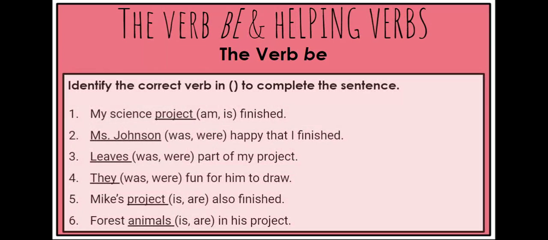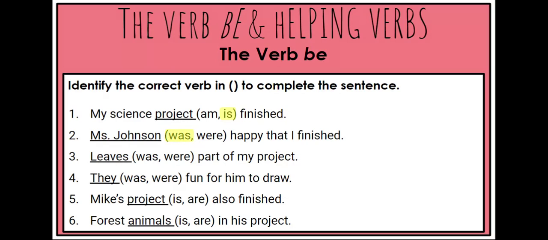Let's practice. Today on your quizzes, you are going to practice this same skill of being able to write or choose the correct form of the verb to be that completes the sentence correctly. My science project blank finished. My science project is finished. Project is singular. We use the form of the verb to be is.